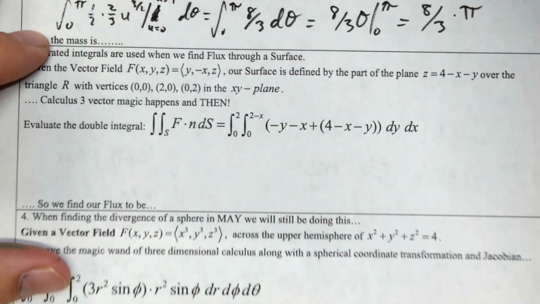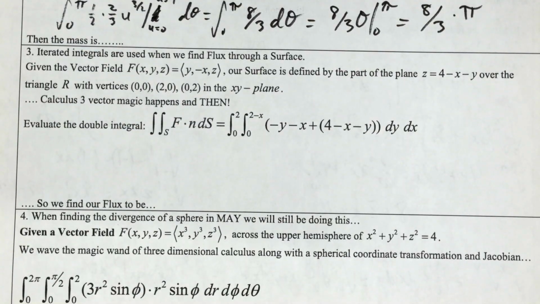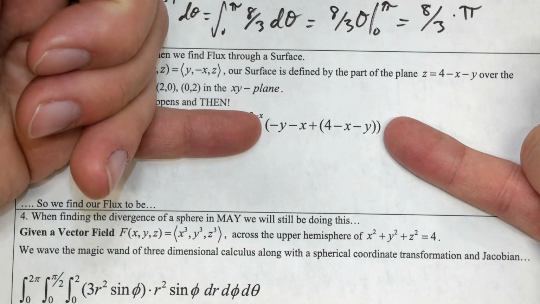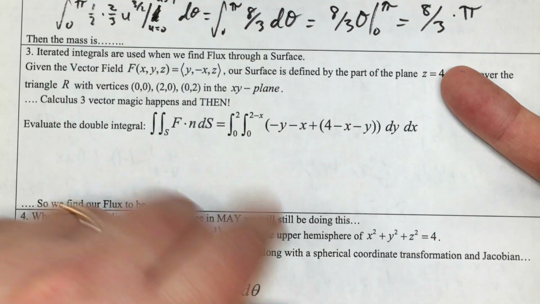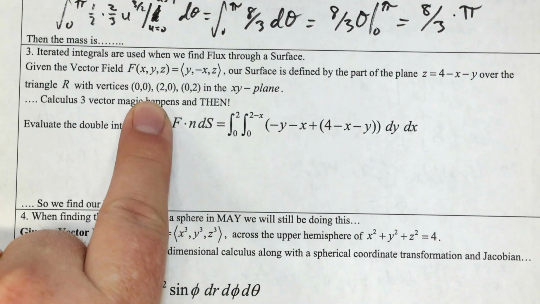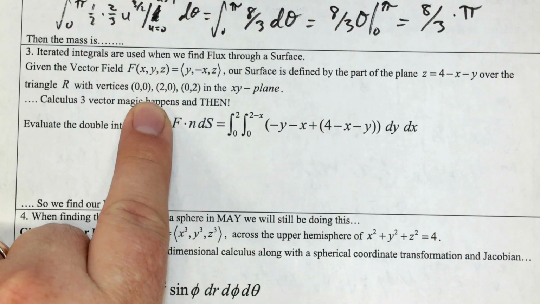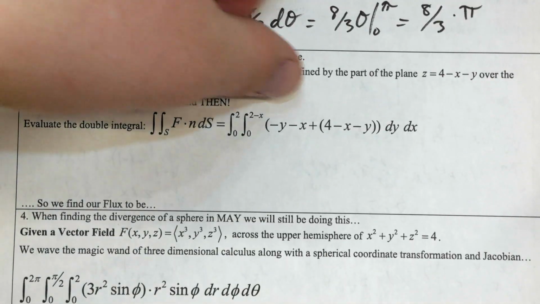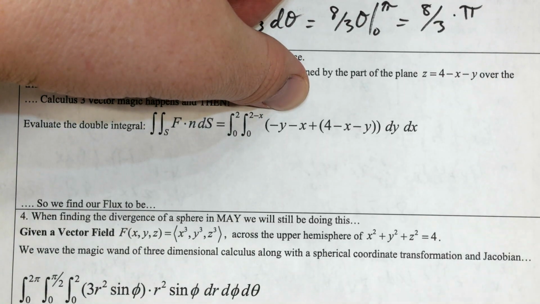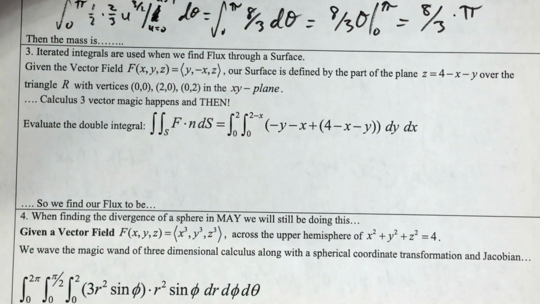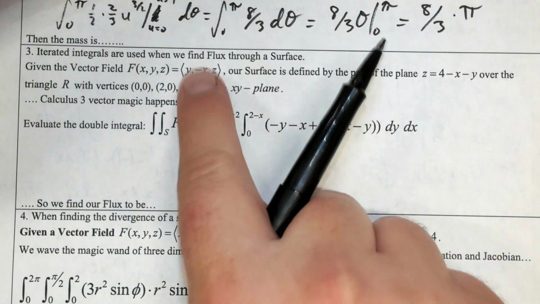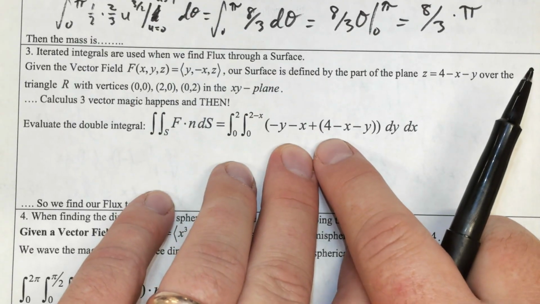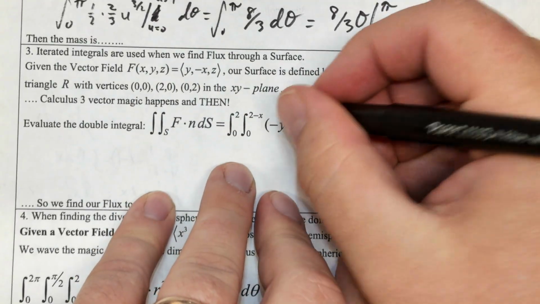Iterated integrals are used when we find flux or flow through a surface. Imagine this amount represents the amount of flow of a liquid over this triangle, on this plane, over this region, with this function. Woo! A lot going on. You can see how all of my bits and pieces show up, but we're going to ignore that for a moment. Let's simplify this integral before we get to it.